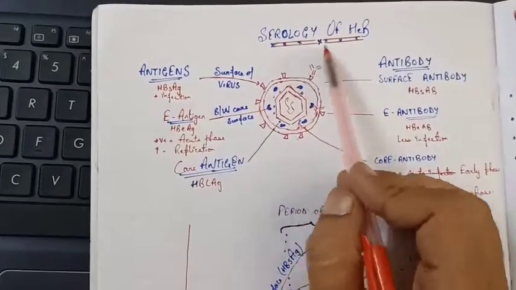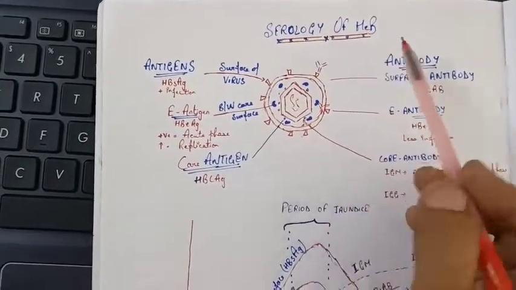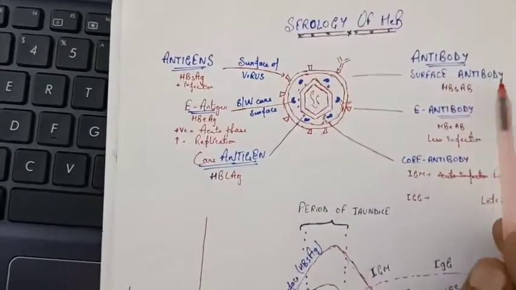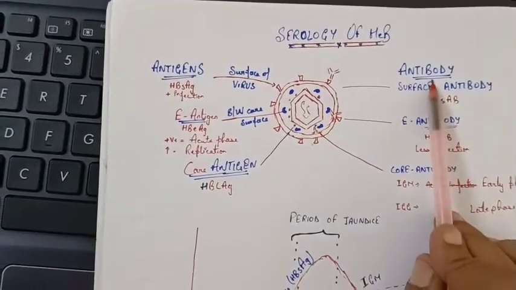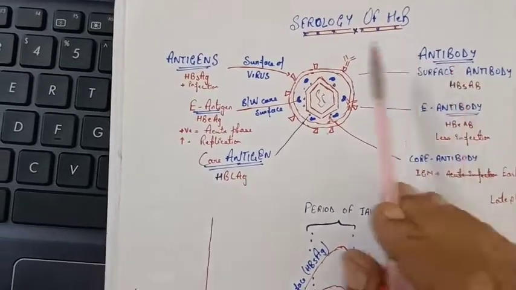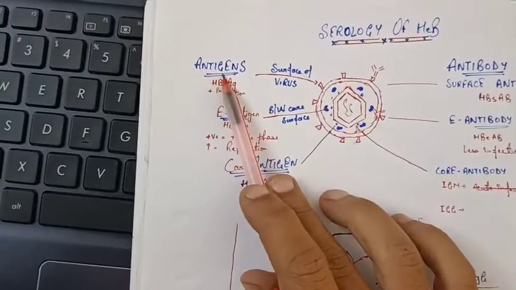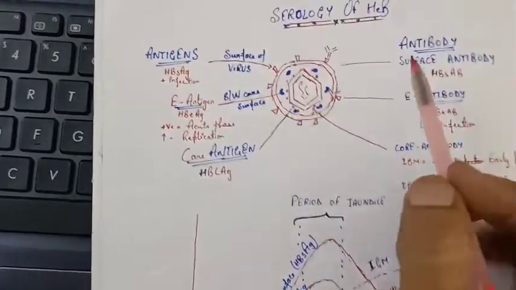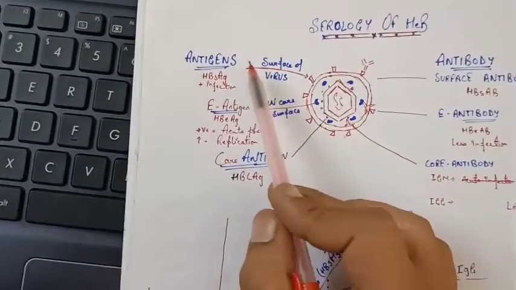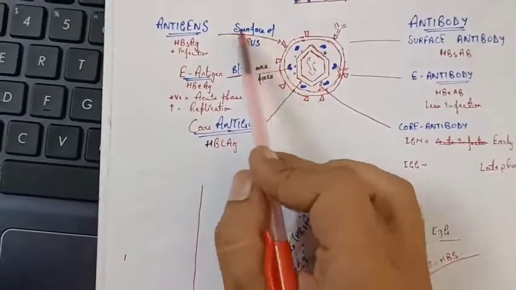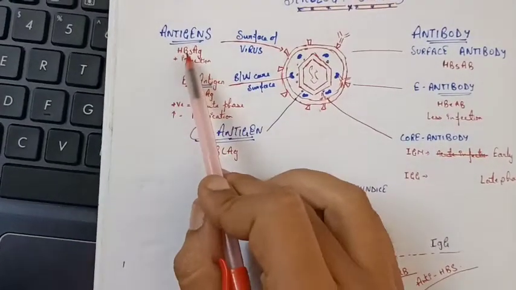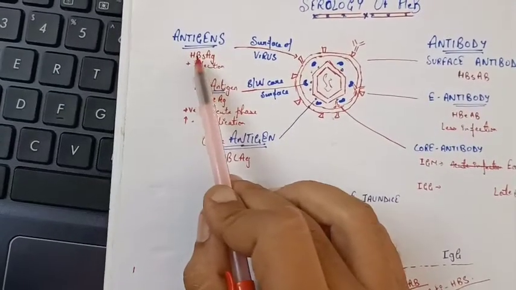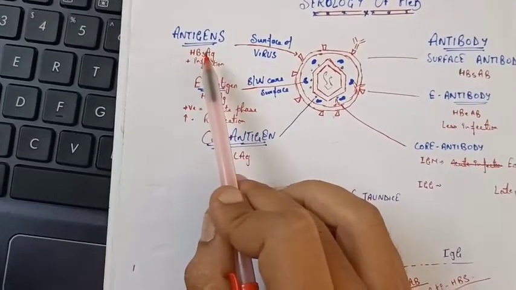So in the serological markers of hepatitis B, there are two main things which we look for. Number one is antigens and number two is antibodies. So this is also understood that you know what an antigen is and what an antibody is. So first of all, we will look for surface antigen. The first antigen is surface antigen. It is known as hepatitis B surface antigen. In short, we write it as HBsAg. So this is the first antigen.